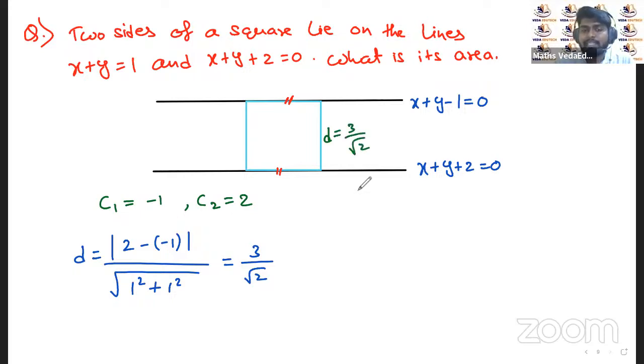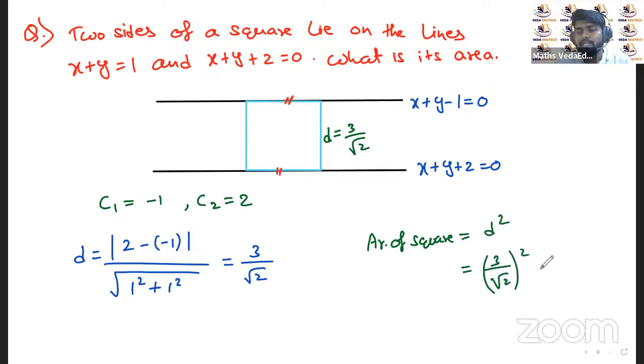Now we can easily find the area of the square, which is nothing but the square of the side. So the area is d squared, that is 3 by root 2 whole squared. So the final answer is 9 by 2 square units. So this is the simplest question.